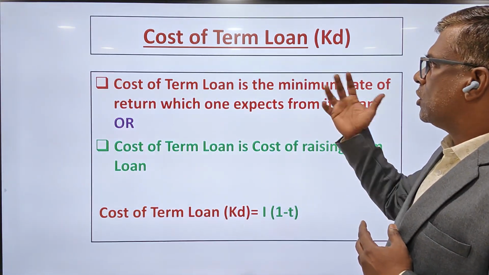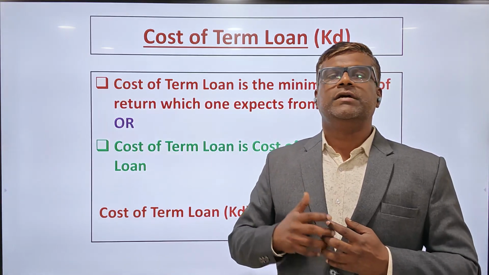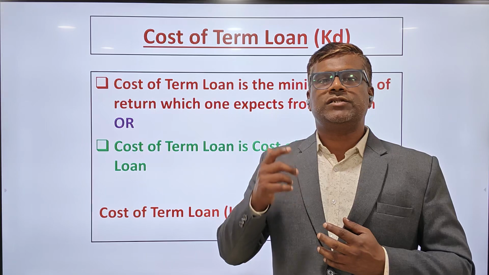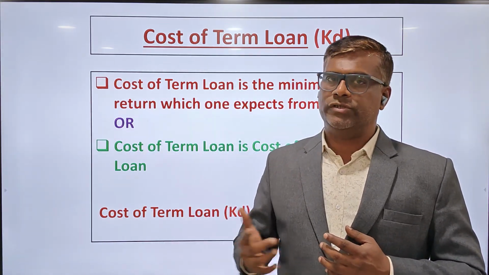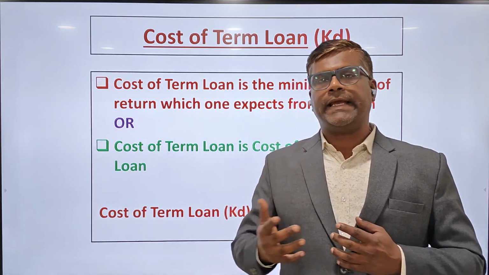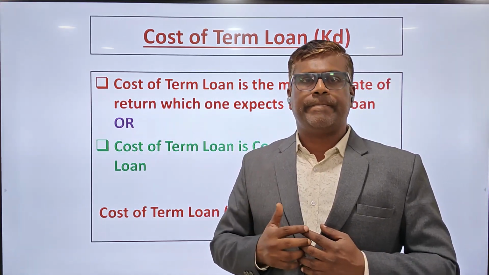Moving further, cost of term loan. Cost of term loan is the minimum rate of return which the term loan is going to expect, or cost of term loan is cost of raising the term loans. The formula is very simple. Cost of term loan, KD or KL, is equal to I (1 - T).